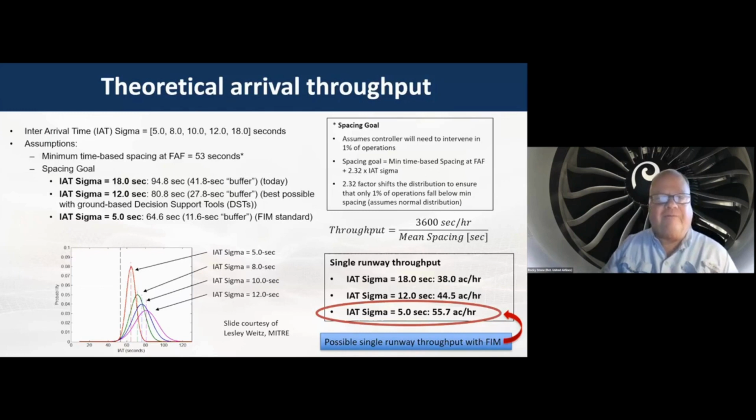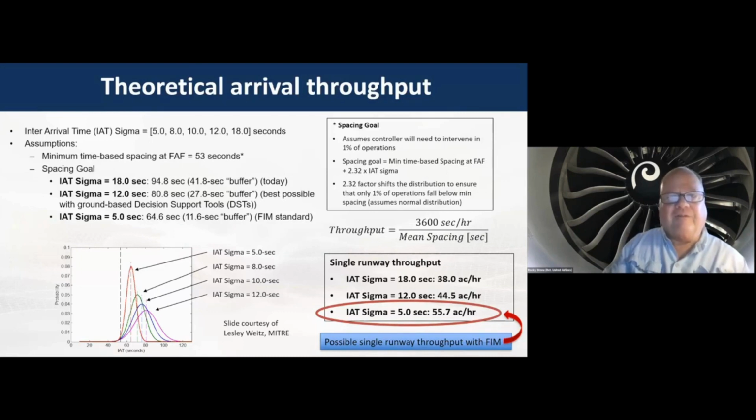And I've got an example here, and I think this is important just to understand why I'm trying to promote FIM as much as I am. Today, with the tools that controllers have available, the inter-arrival time standard deviation is around 18 seconds between arrivals at the runway, and that leads to an efficiency of 38 arrivals per hour theoretically.